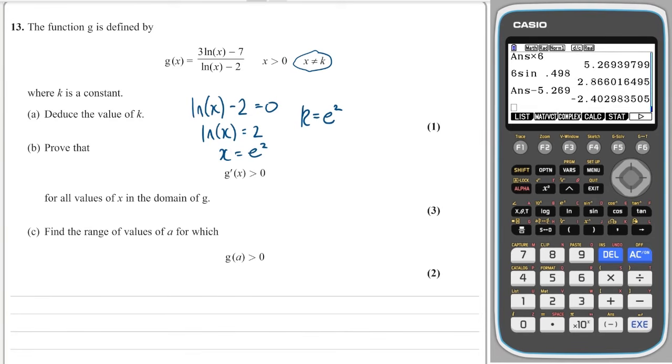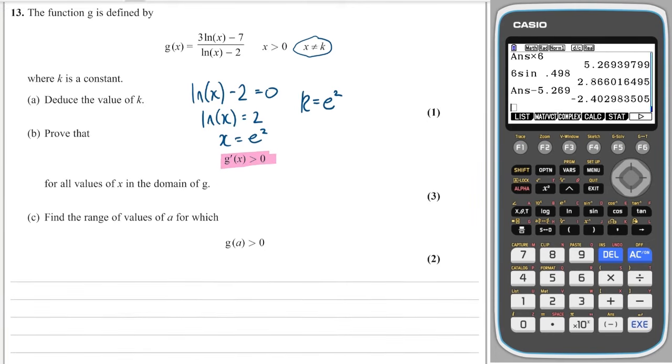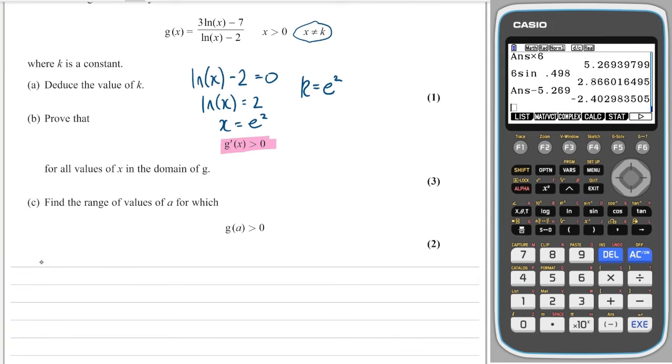Prove that the derivative of this function is greater than 0. Oh no, here comes the quotient rule. So we write u is equal to 3 ln x minus 7, because that's the numerator, and we write v is equal to ln x minus 2. No one likes the quotient rule. The derivative of ln x is 1 over x, so that's going to give me 3 over x. The derivative of ln x is 1 over x, so that's just going to give me 1 over x.